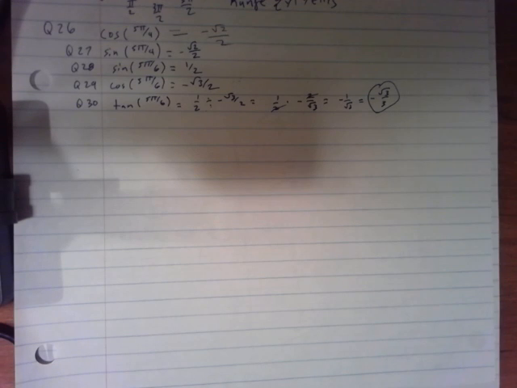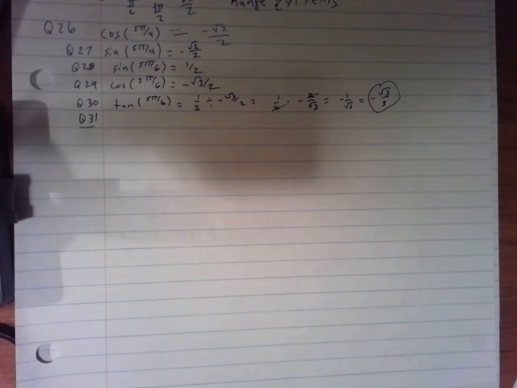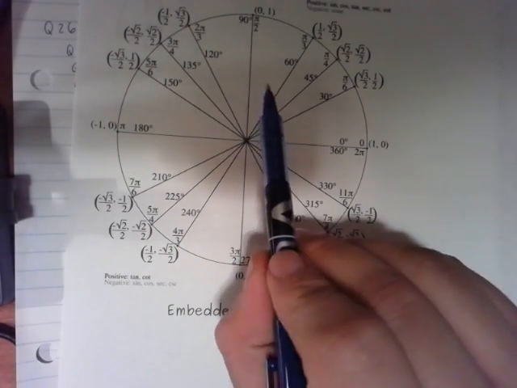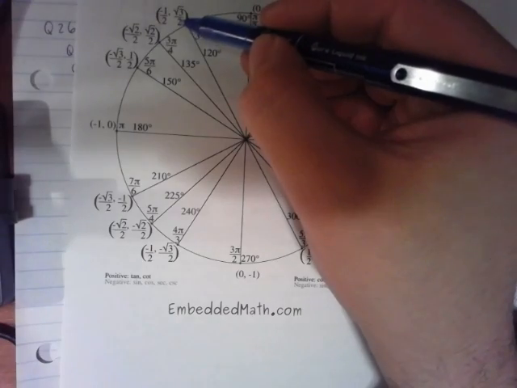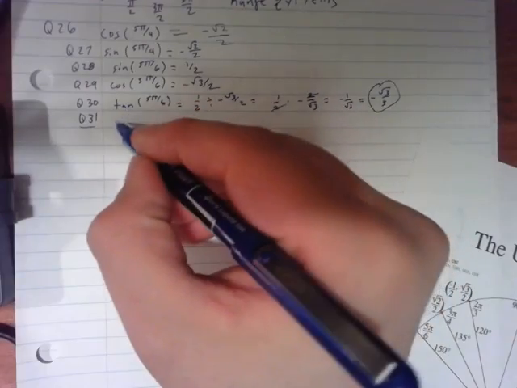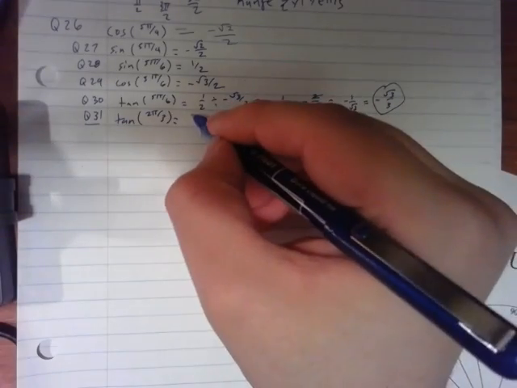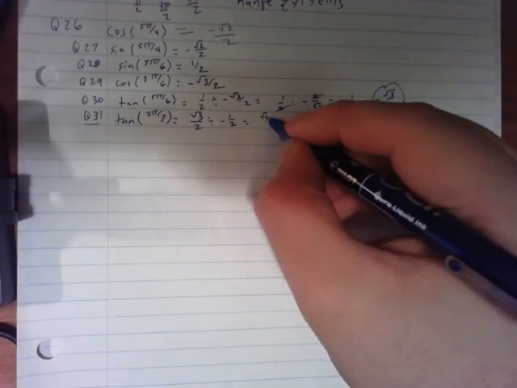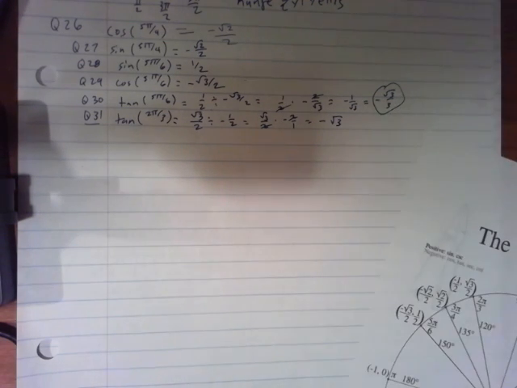That's question 30. Now we're on question 31. They want us to find tangent of 2 pi over 3. We come to the unit circle and look for 2 pi over 3. That's right here. We want to do tangent, so that's the y divided by the x. Tangent of 2 pi over 3 is equal to y divided by x. So that's root 3 over 2 divided by negative 1/2. That's going to give us root 3 over 2 times negative 2 over 1. That cancels, so we get negative root 3. Alright, very nice.